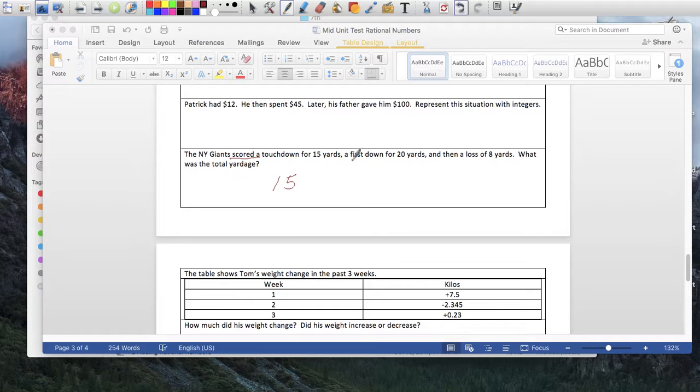A first down for 20 yards. That's a good thing again. So that's plus. Okay, this is a plus situation. This is a plus situation. Two good things. Plus 15, plus 20, and then they lost 8, minus 8. Okay, so that's how you represent it. And then, how much was their total here? 15 and 20 is 35. Minus 8 equals 27. Okay, so this is their net yardage or their total yardage that they got.